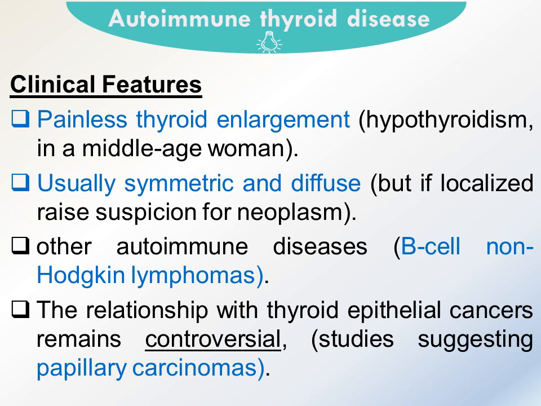For the clinical features of Hashimoto thyroiditis, we should know that the patient could present with painless enlargement of the thyroid, usually associated with some degree of hypothyroidism, often in a middle-aged woman. The enlargement of the thyroid gland usually is symmetric and diffuse, but in some cases it may be sufficiently localized to raise suspicion for neoplasm. The patients often have other autoimmune diseases and are at increased risk for the development of B-cell non-Hodgkin lymphoma, which typically arises within the thyroid gland. The relationship between Hashimoto disease and thyroid epithelial cancers remains controversial, with some studies suggesting a predisposition to papillary carcinomas.